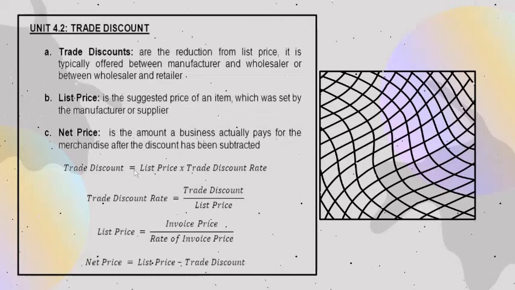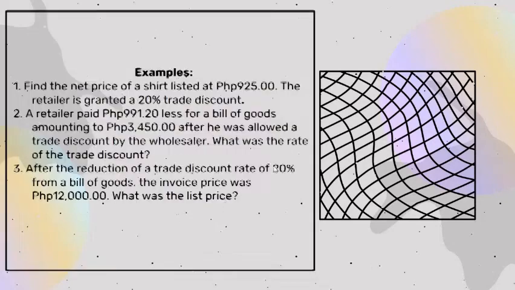So the succeeding formulas will be used to solve trade discount problems. Trade discount is equal to list price times trade discount rate. Trade discount rate is equal to trade discount over list price. List price is equal to invoice price over rate of invoice price. Lastly, net price is equal to list price minus trade discount.